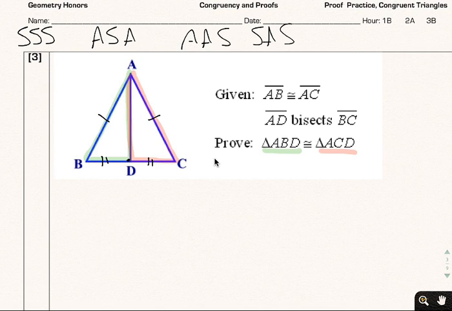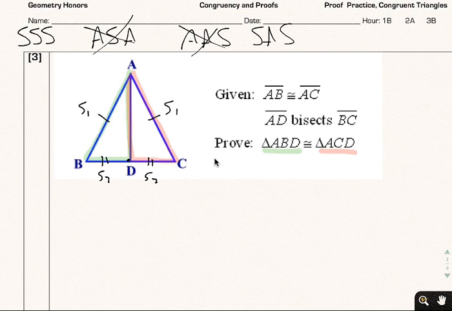So immediately if I look at what I've been given, I have a side length that's the same, another side length that's the same, which means I'm not going to use ASA, I'm not going to use AAS, I'm going to use either side, side, side or side, angle, side. So we have to determine what information we can now determine from the diagram given the knowledge we have about vertical angles and that kind of nonsense.